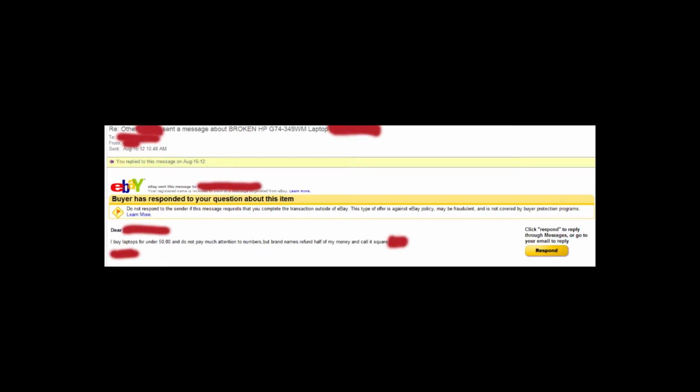Okay, so the buyer has responded back and said that he buys laptops for under $50. He doesn't pay much attention to the numbers, but he pays attention to the brand names. He asked him to refund half the money, and he would call it square. So it sounds like he just buys them based on brand, which it is still an HP laptop. But he's asking for half his money back.